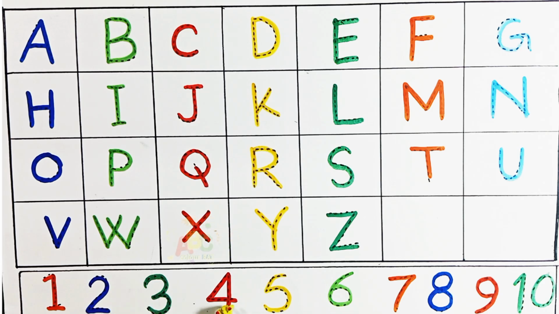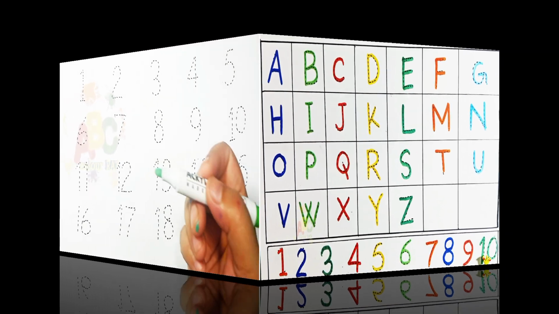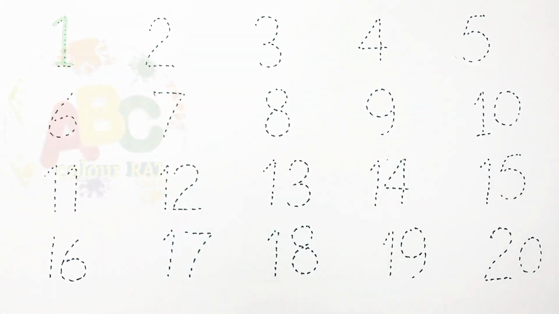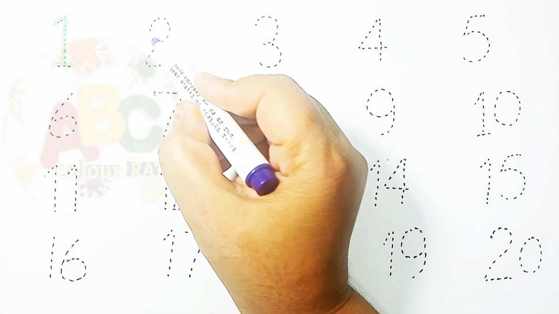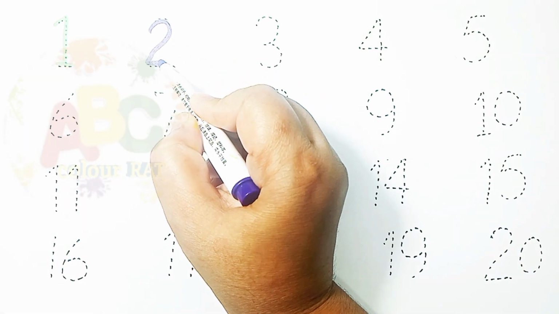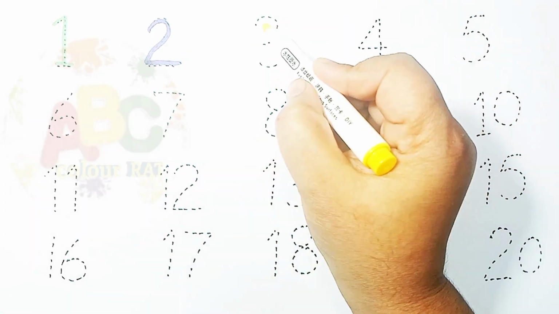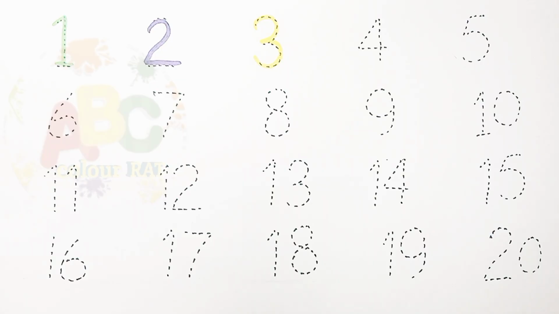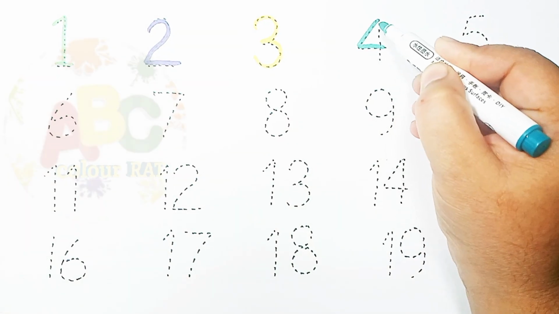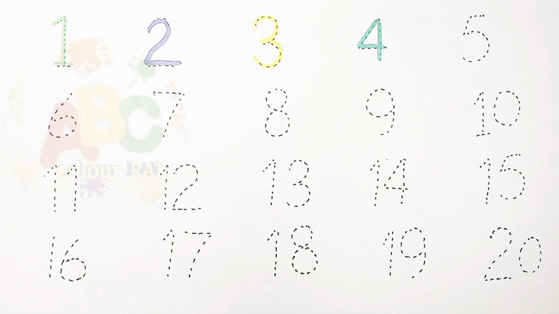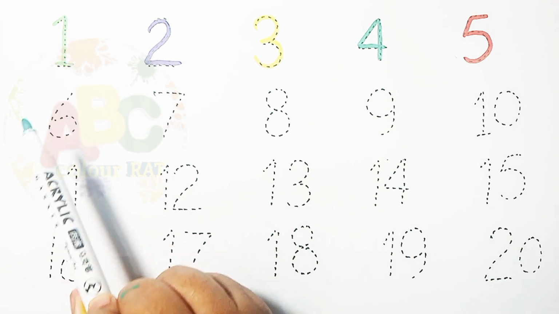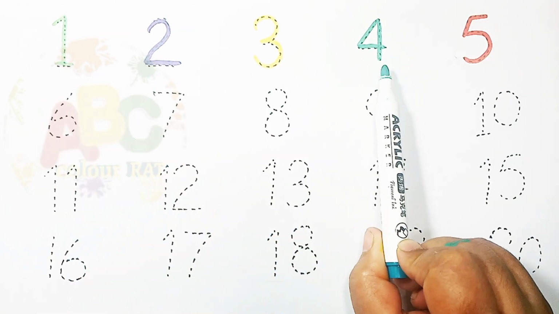1 2 3 4 5 6 7 8 9 10. Like green color, which one? Purple color, 2. Yellow color, 3. Sea green color, 4. Red color, 5. 1 2 3 4 5.